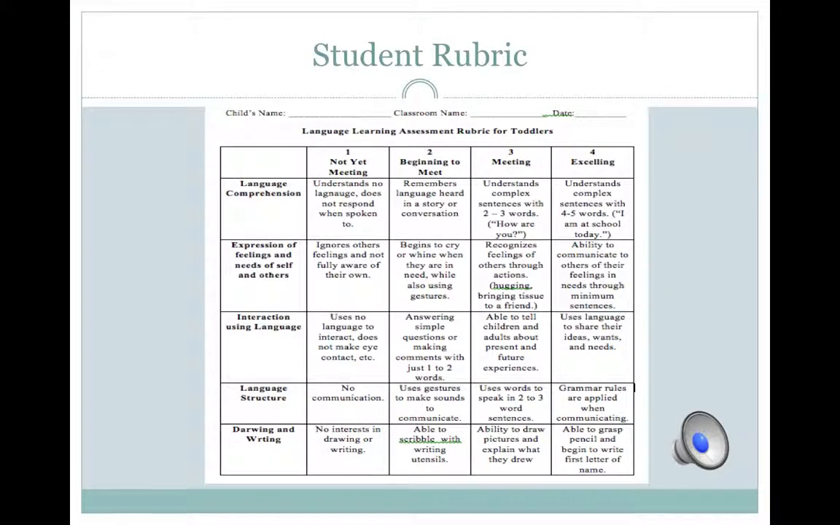On this slide is where I created my language learning assessment rubric for toddlers. They will be rated on language comprehension, expression of feelings and needs of self and others, interaction using language, language structure, drawing, and writing. They will be rated from the numbers 1 through 4 based on their progress. When creating this rubric, it is important to remember that this is for toddlers and can also be used for preschoolers, but it may be a little more detailed because they are more mature.